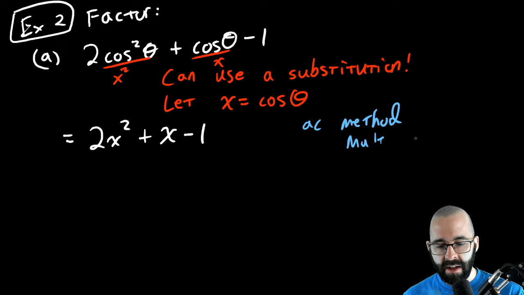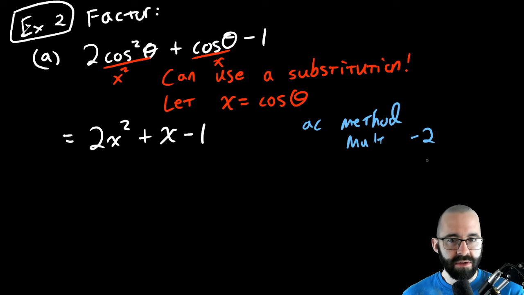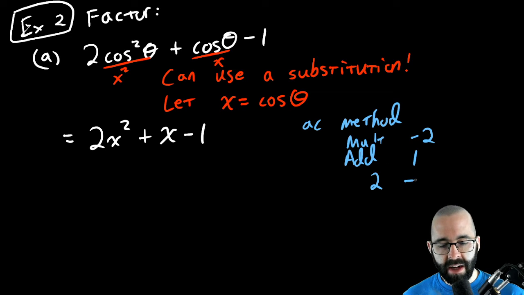A times c here is -1. I don't have time to review the full method, but I'll try to talk my way through it a little bit. Two numbers that multiply to -2, a times c, that add to the middle coefficient of +1. And our answers are going to be +2 and -1.